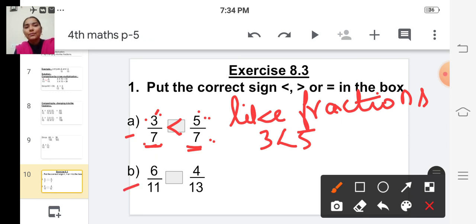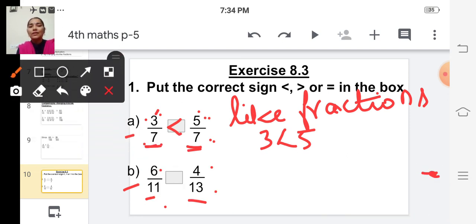And look at the second problem. 6 by 11 and 4 by 13. Here the denominators are not same, so they are unlike fractions. So we can use any of the two methods. What are the two methods? By cross multiplication, and next one is changing into like fractions. Okay, so we can use any of these two methods.